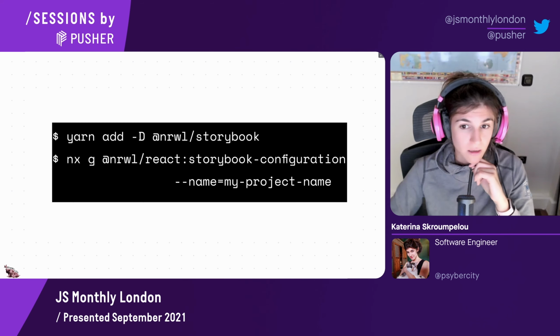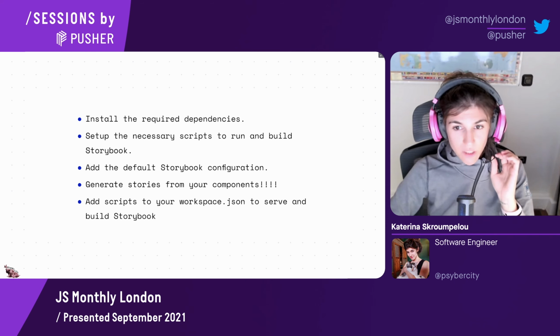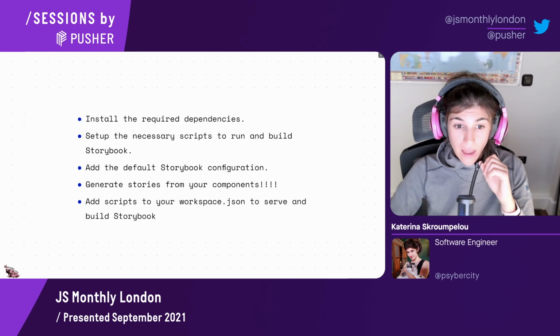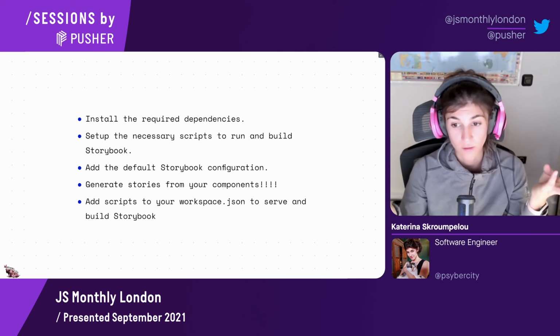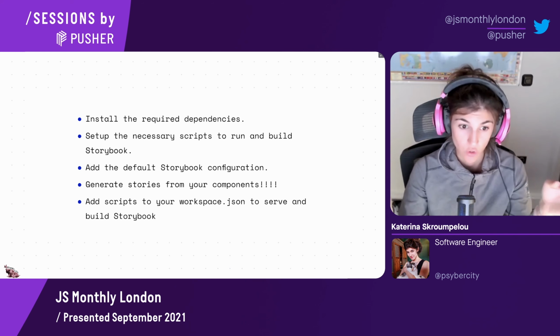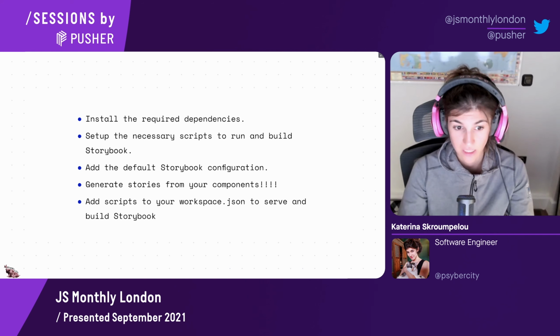So this script that NX provides will install the required dependencies. It will set up the necessary scripts to run and build Storybook. It will add the default Storybook configuration. So up to there, it mostly does what the Storybook CLI would do as well. But NX will also generate stories for your components, as I said, and it will add the scripts to your workspace configuration files to help you serve and build Storybook within the NX ecosystem.